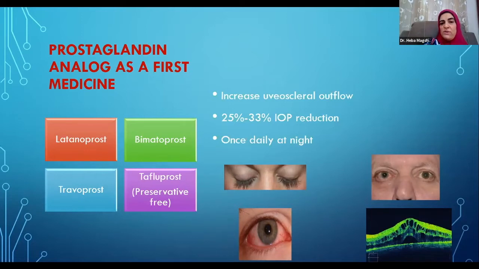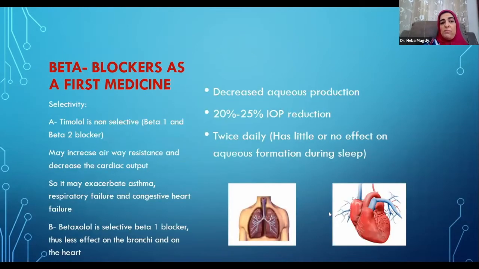Prostaglandin in general increase the uveoscleral outflow, and they have the greatest intraocular pressure reducing ability, up to 33%. And they have the greatest benefit of being used once daily at night. But of course, we all know the undesirable local side effects in some patients regarding the long maldirected lashes, the hyperpigmentation of the periocular skin and the hyperpigmentation of the iris, the severe conjunctival hyperemia, and sometimes the cystoid macular edema.